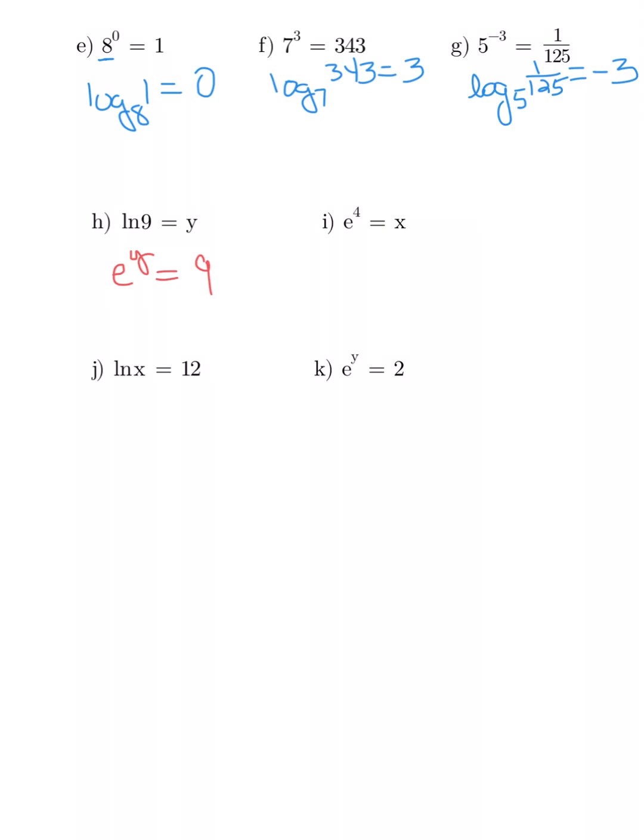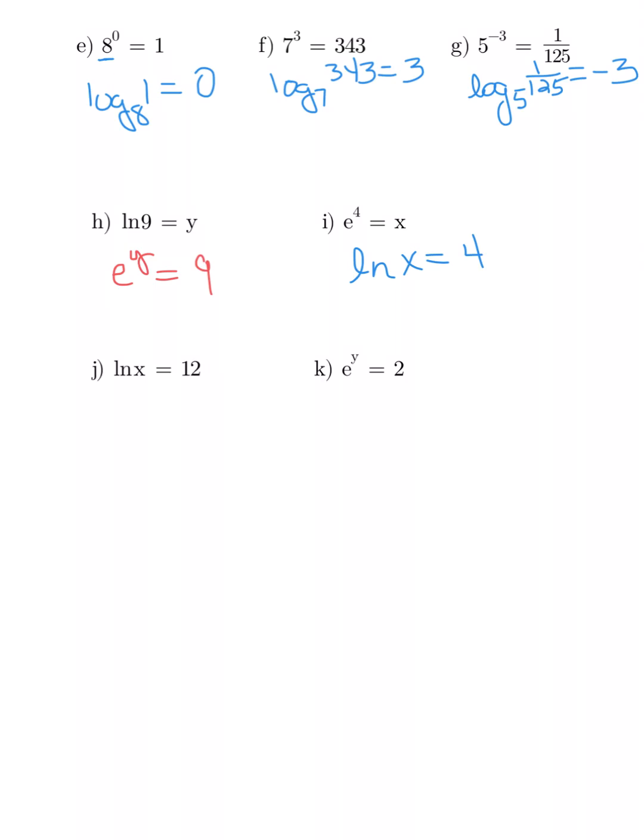On the next one, it's in exponential form, we need to go to logarithm form. Because the base of the exponent is an e, I know automatically that I want a natural log. My argument is the answer of exponential form, and then the power of exponential form becomes the answer in logarithm form.